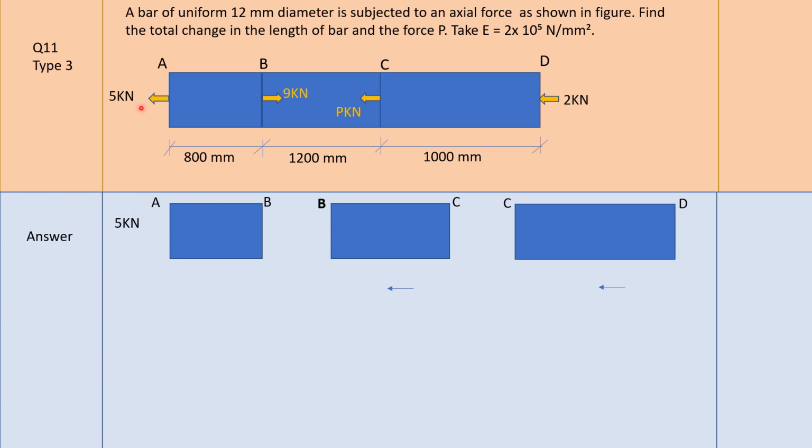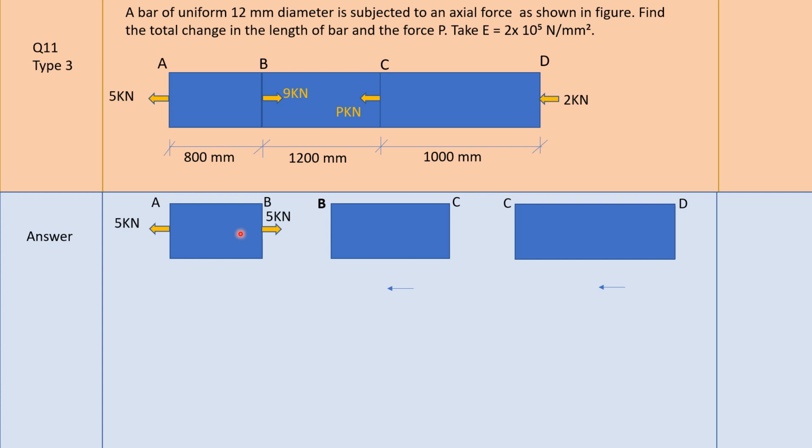Now the force at A given is 5 kilonewton. So let us first show the force of 5 kilonewton as it is given. 5 kilonewton and it is tensile. Now if 5 kilonewton pulling force is acting here, here also a pulling force of 5 kilonewton must act at B, then only this AB will be in equilibrium. So at B, let us show a pulling force of 5 kilonewton. This is a pulling force and the magnitude is 5 kilonewton. So now our AB is in equilibrium.